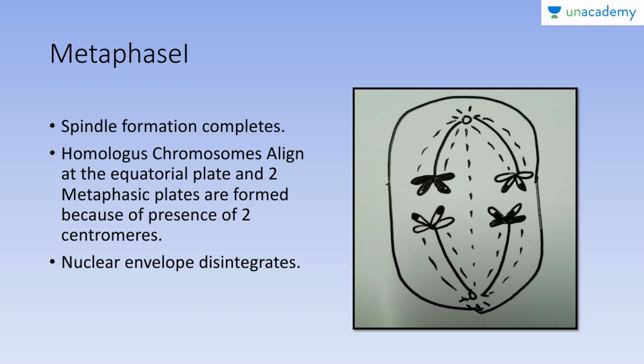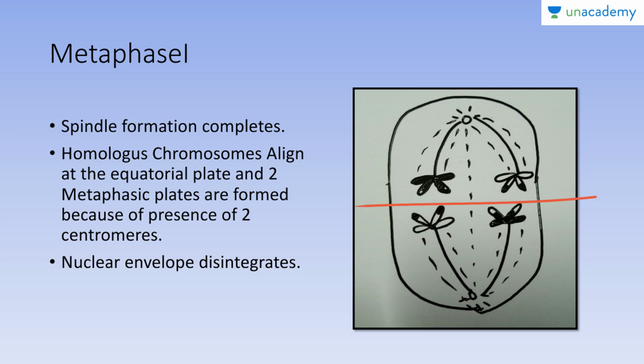So this is Metaphase 1, where the spindle formation has already completed and the homologous chromosomes align at the equatorial plate and the two metaphasic plates are formed. Why two metaphasic plates are formed? Here there is a reason. These are the two homologous chromosomes. Each of them has a centromere. Now the metaphasic plate is the plate formed by the centromeres, and we can observe that here two alignments of the centromeres can be observed. Therefore we say two metaphasic plates are formed.